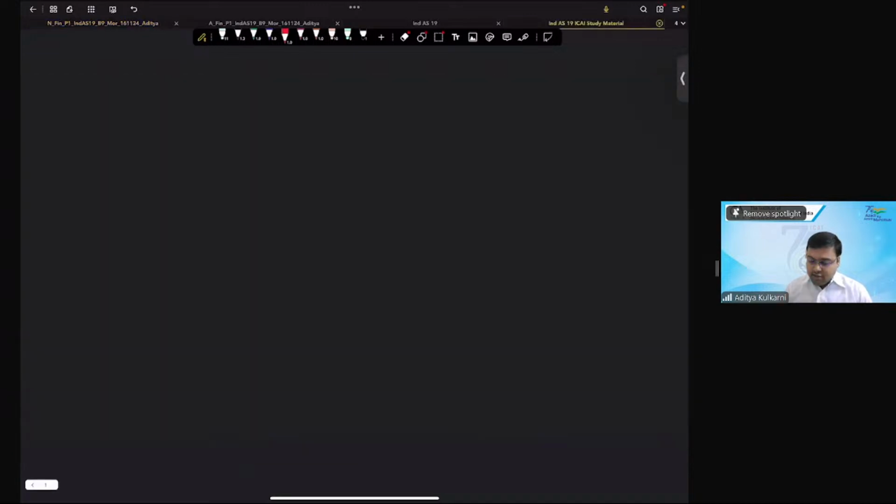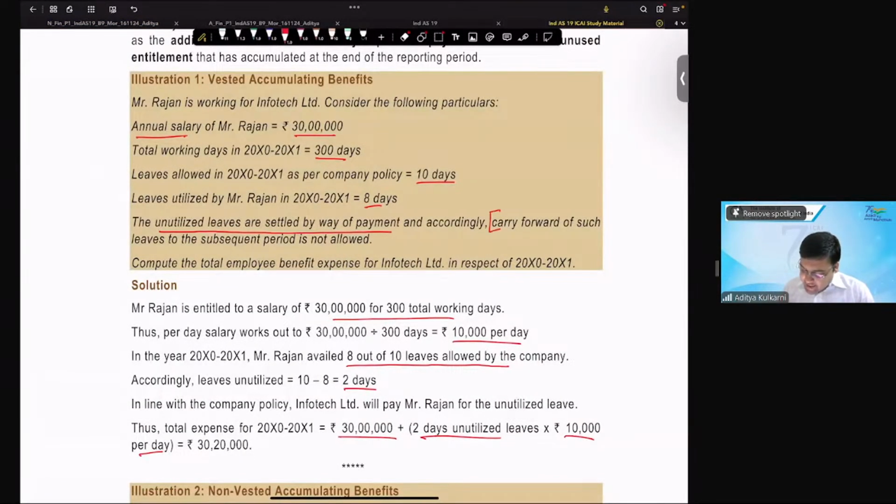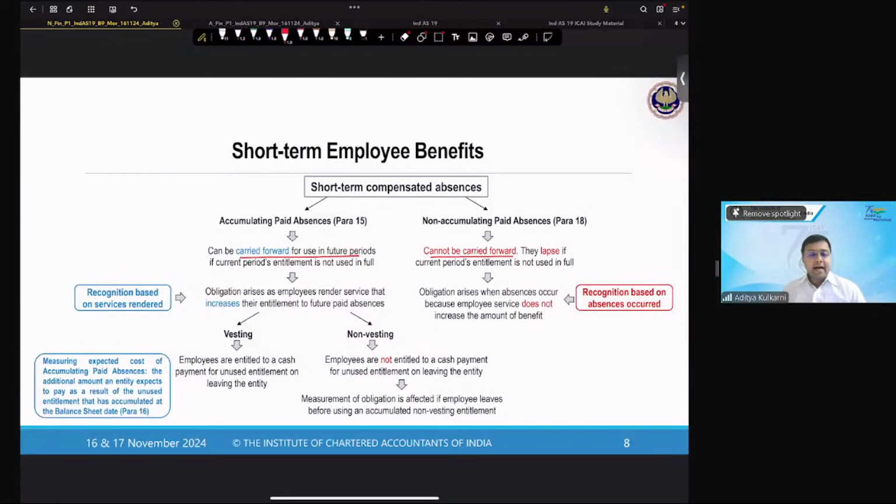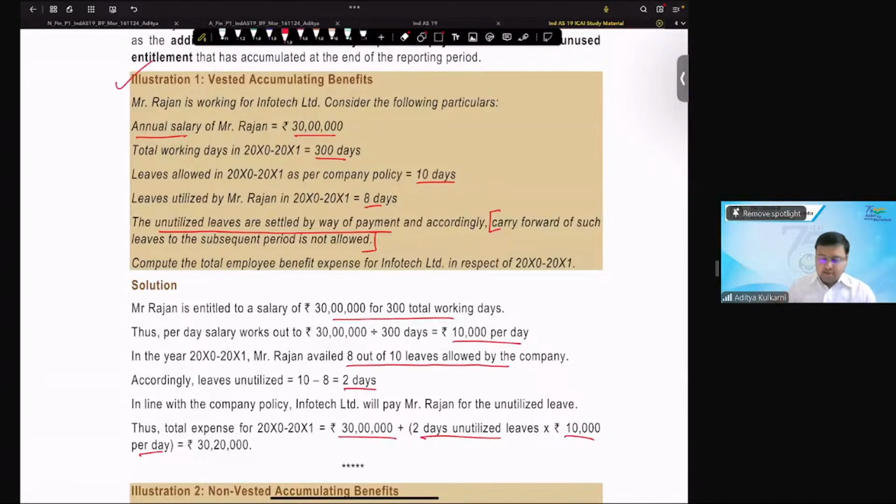So you tell me based on this question and this statement, is it going to be accumulating absences or is it going to be non-accumulating absences? Non-accumulating. Obviously non-accumulating. I cannot carry it forward. They lapse. Obligation arises when absences occur because employee service does not increase the amount of benefit. We'll understand this statement a little later. So this is the first question that takes care of this.